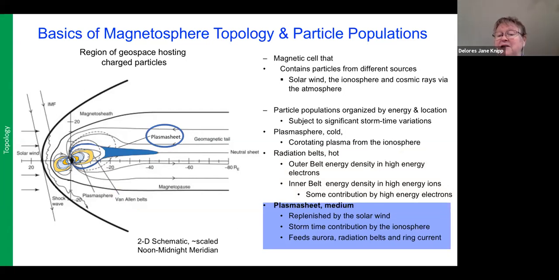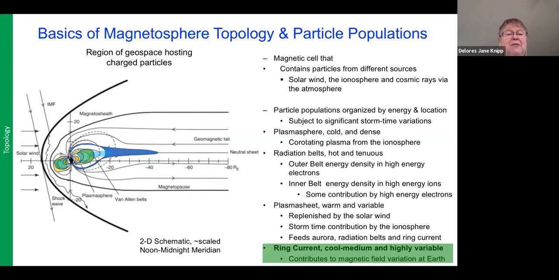It provides particles to be energized for the radiation belt and for the ring current itself, which is what I'm putting in here now in this lovely green color with a little arrow to indicate that we're extending some of these particles. It's plasma sheet particles, by and large, that are the extension closer to Earth of what has been a plasma sheet. These are cool to medium particles, and they are highly variable.